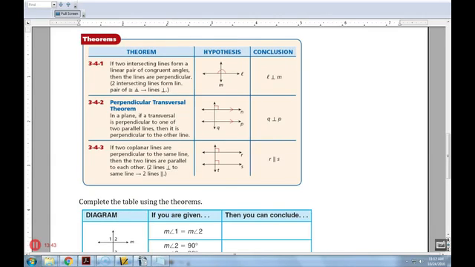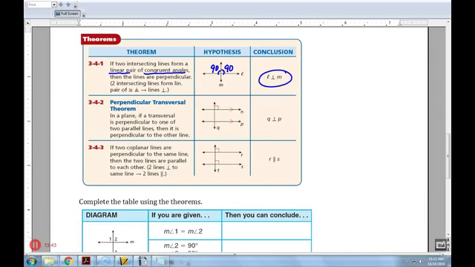So here's a conditional statement. If 2 lines form a linear pair of congruent angles, well, if you form a straight line and you are equal to each other, there's only one possibility. You both have to be 90 degrees. So the conclusion is the 2 lines are perpendicular. So if you have a linear pair of congruent angles, the lines have to be perpendicular.